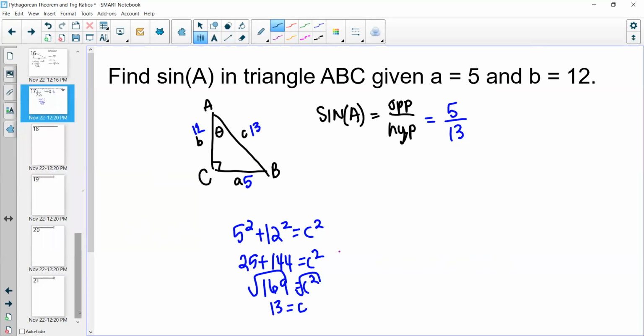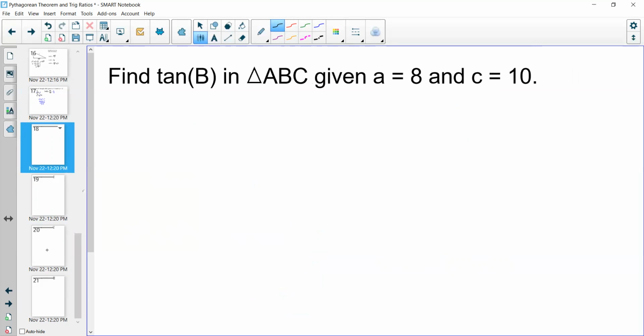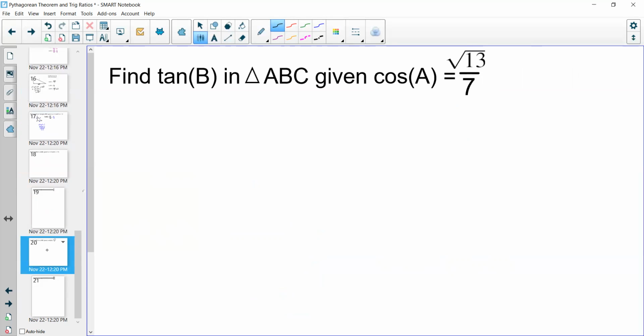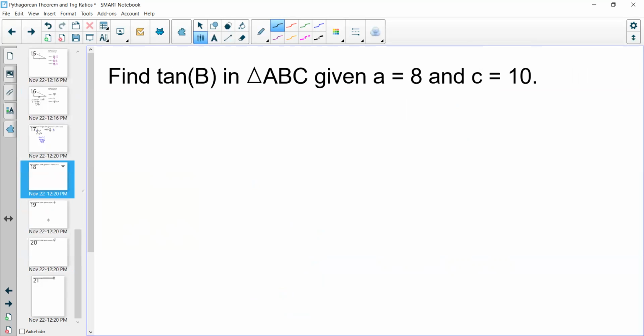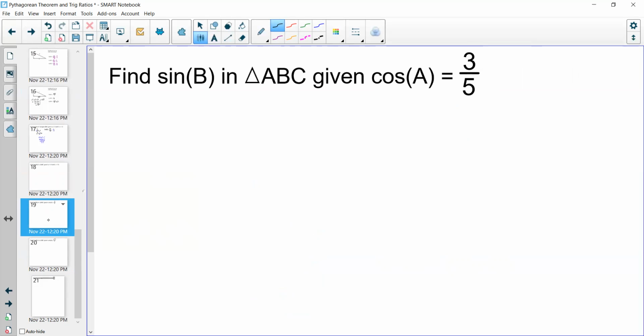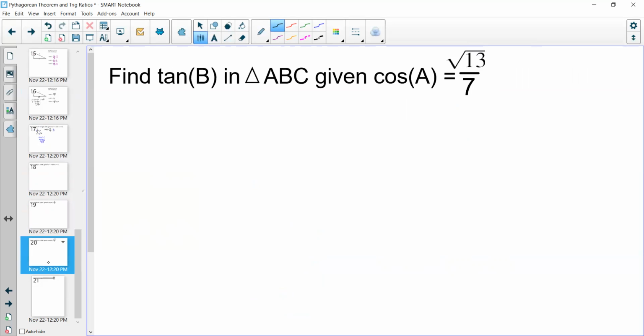Awesome. Let's take a look at one more example where we're talking about these triangles that we're trying to find the ratios of. Now, in this case here, I want to talk about this one. Now, this problem is asking us to find the tangent, but what they gave us was the cosine. So how does this relate?